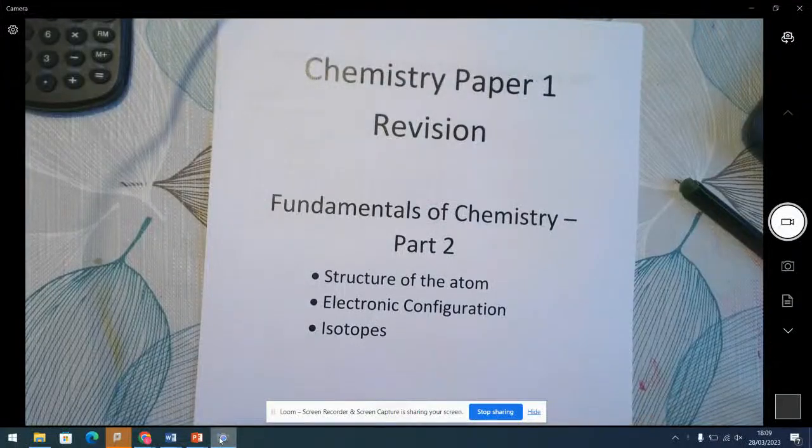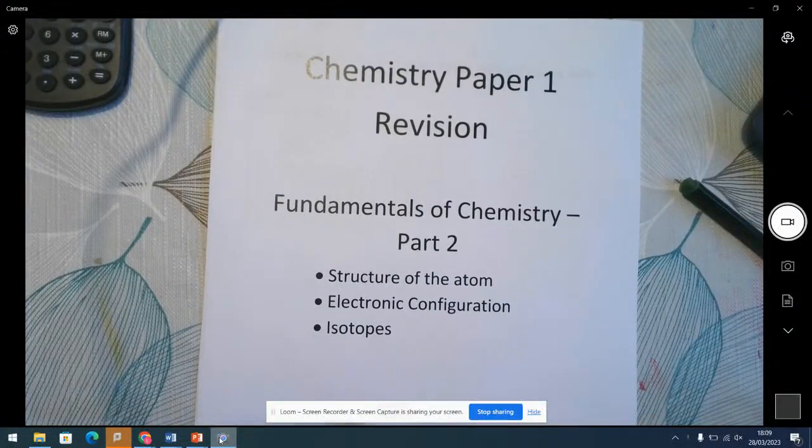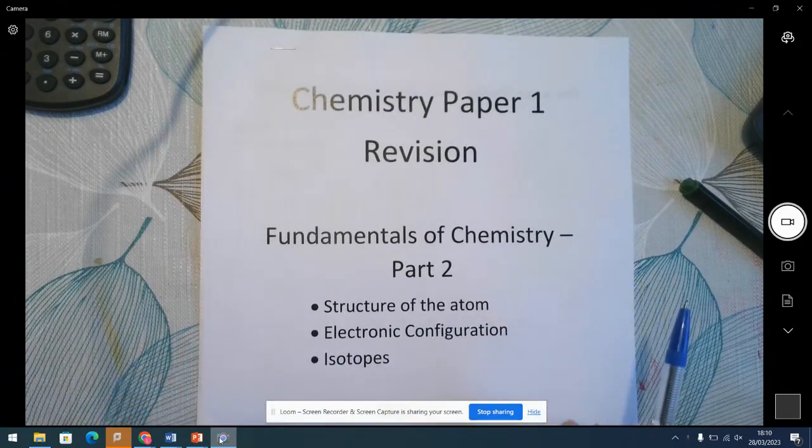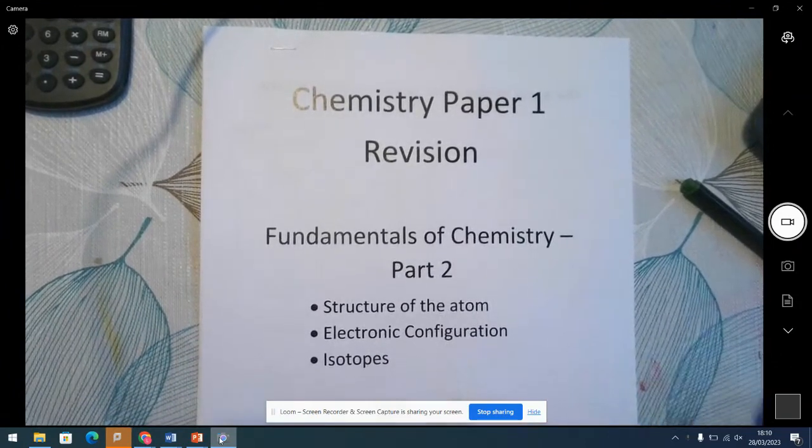Take you through the second part of the fundamentals of chemistry. So this goes alongside the first video, which is part 1. And in this session, we're going to look at the structure of the atom and being able to label the structure of the atom. That is an expectation in both higher and foundation tier.